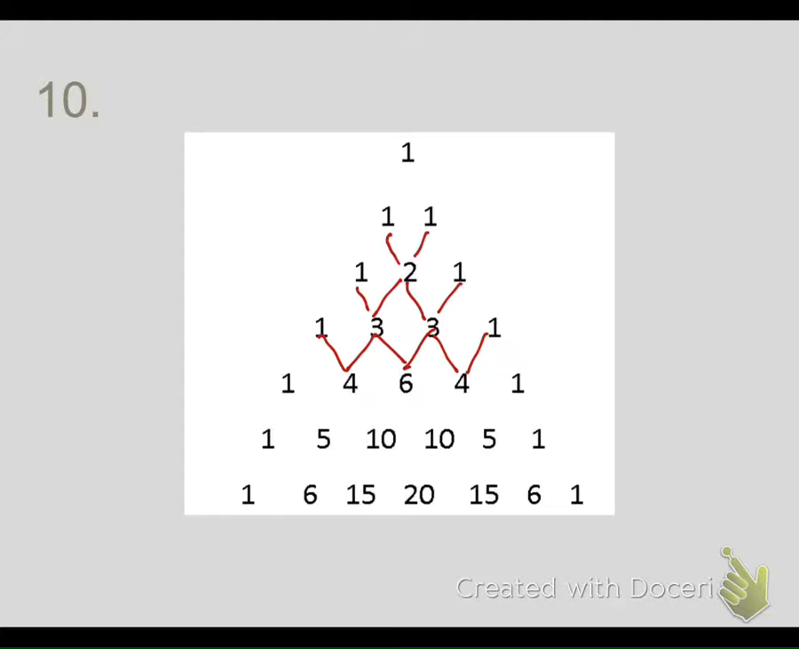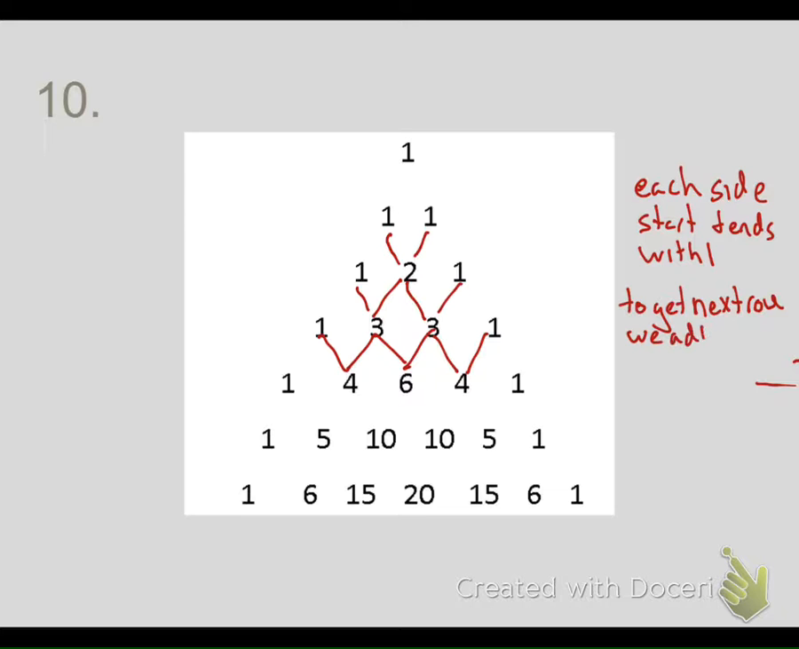Natalie, did you find another pattern? Is that the one you're going to show too? I would say all start and end with 1s. Yep, that's another pattern. So we see that each side starts and ends with 1. To get the next row, we add the 2 numbers above.